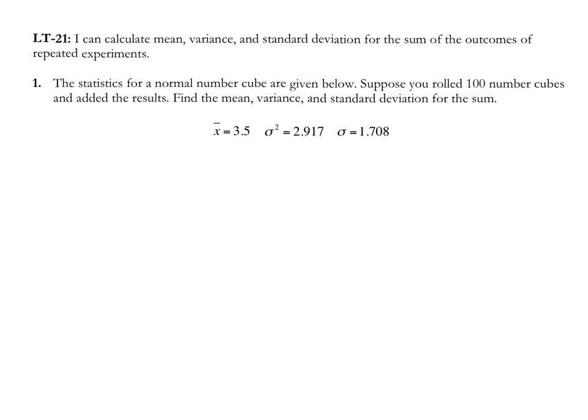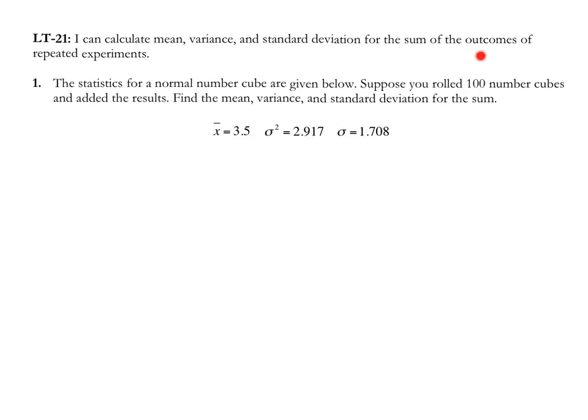new standard deviation? So in this problem, you're given the statistics for a normal number cube, so a number cube with the numbers 1 through 6 on it. And the question says, suppose you rolled 100 number cubes and added the results, what would be the mean, the variance, and the standard deviation for the sum from those 100 rolls? So let's think about a simpler question first.